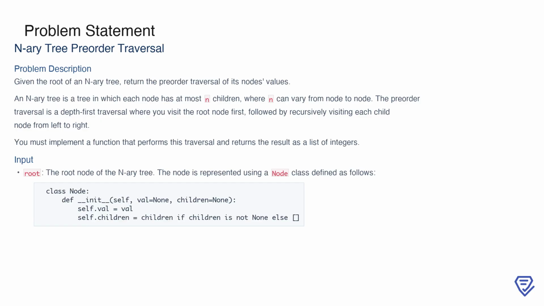To help you understand the input structure, each node in the tree is represented by a node class. This class has two attributes, val, which stores the value of the node, and children, which is a list containing the node's children. If a node has no children, the children list will be empty. With this, you can visualize how the tree is structured and how the traversal should proceed.